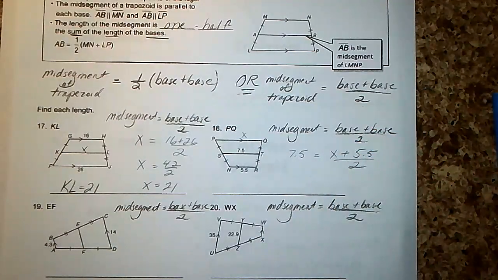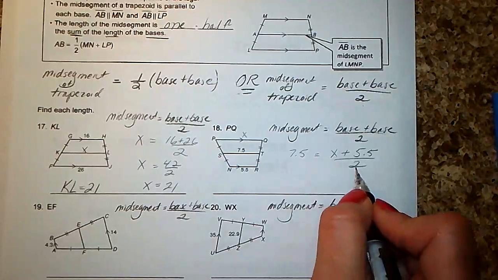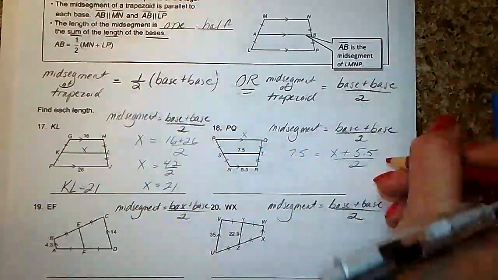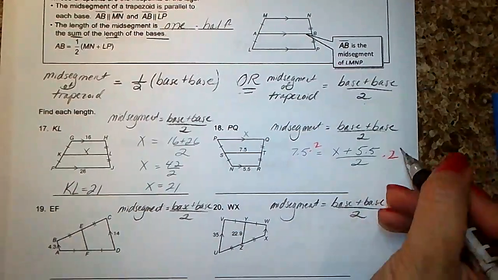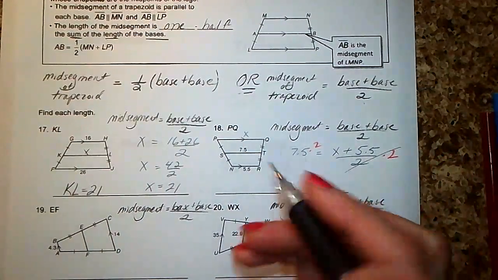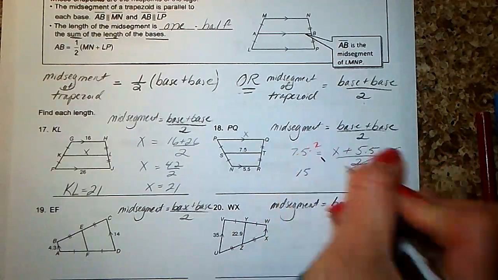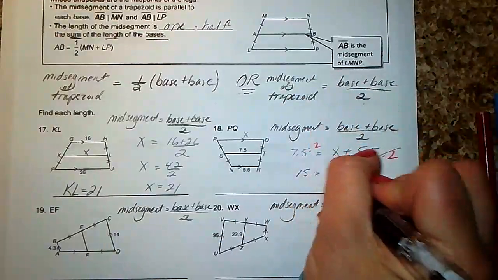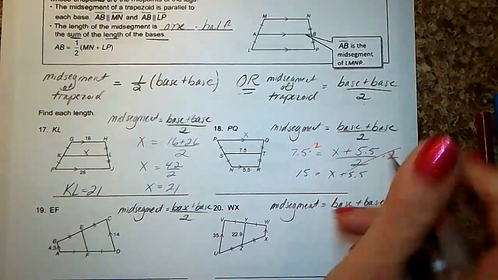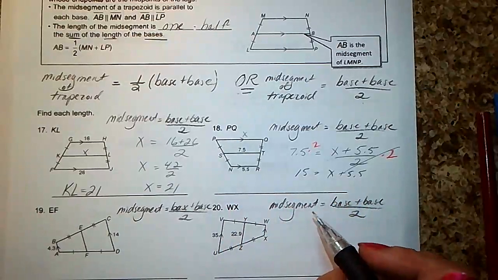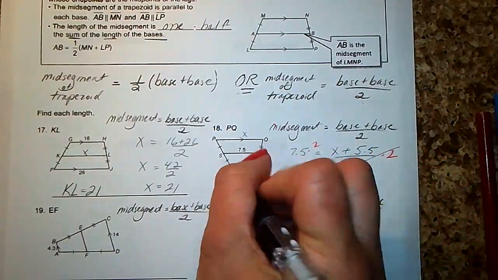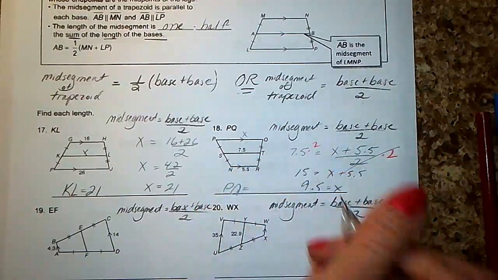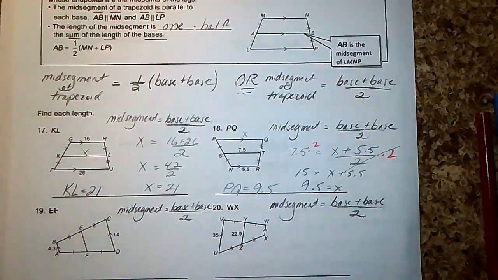Okay, so how do you solve this problem? Well, what I would do first is get rid of that 2 in the denominator, right? I would multiply both sides by 2 to get rid of the 2 on that side. So 7.5 times 2 is going to be 15, is equal to x plus 5.5. Now I'm going to subtract the 5.5, and I end up with 9.5 equaling that x. So the length of PQ there is equal to 9.5.